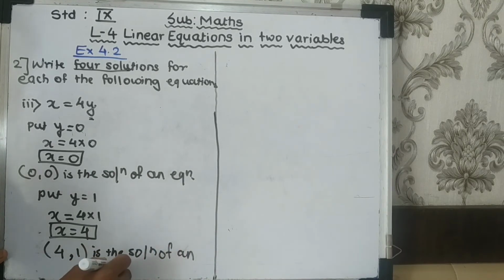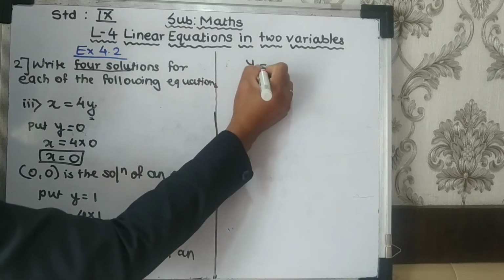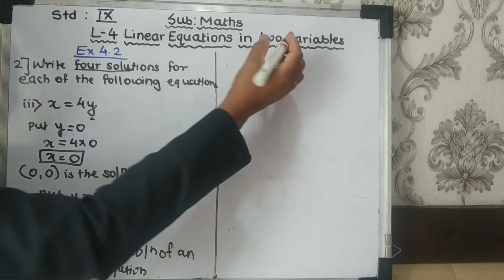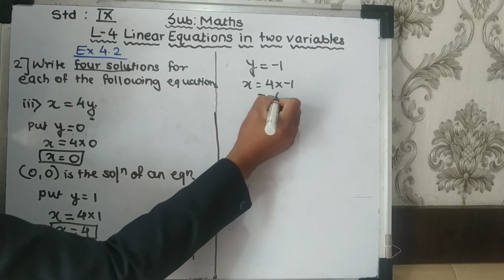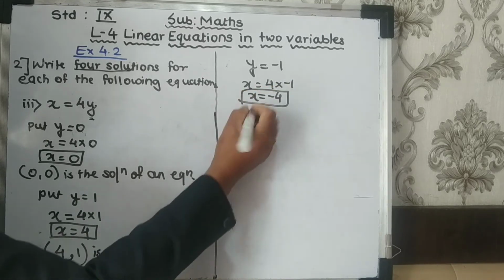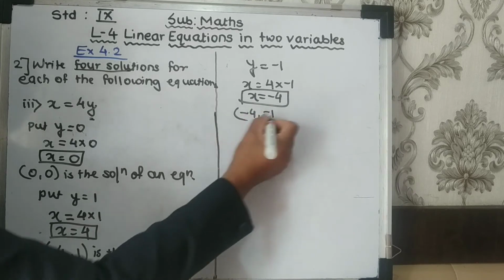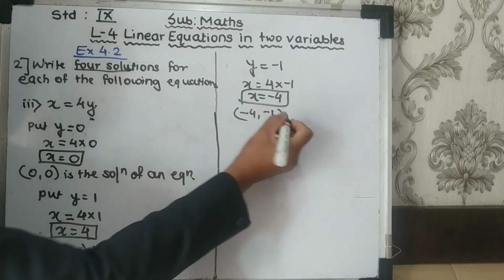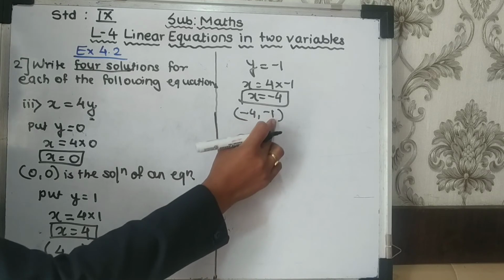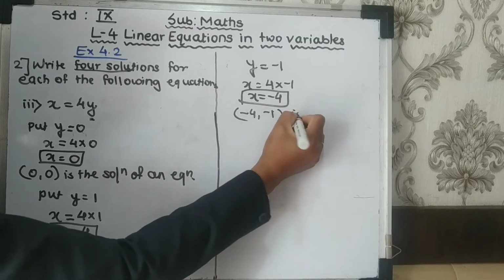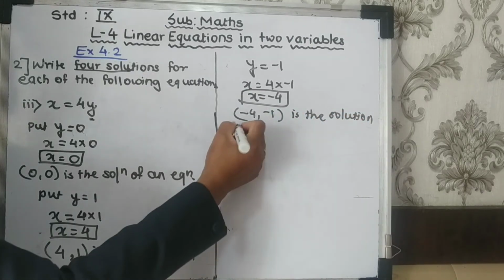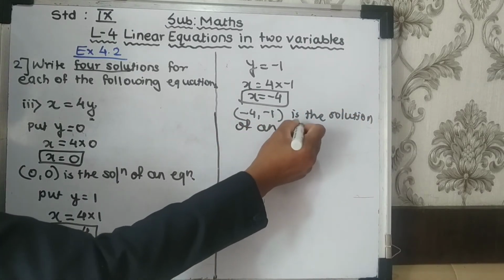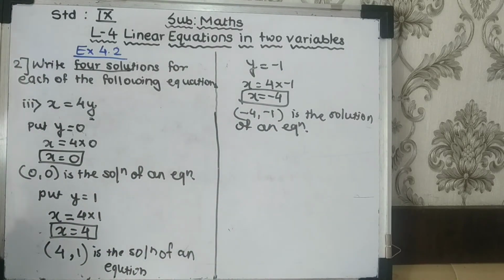of an equation. Got it? Now y is equal to minus 1. So x is equal to 4 into minus 1. So we have got here minus 4. So minus 4 and minus 1. While writing, please take care that we always write x value first and then y value. So this is the solution of an equation. Right? Third value I got.